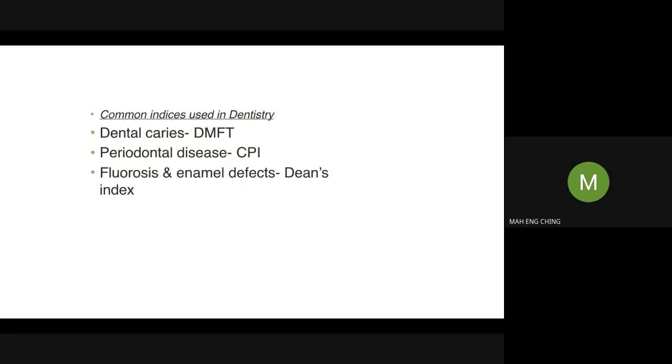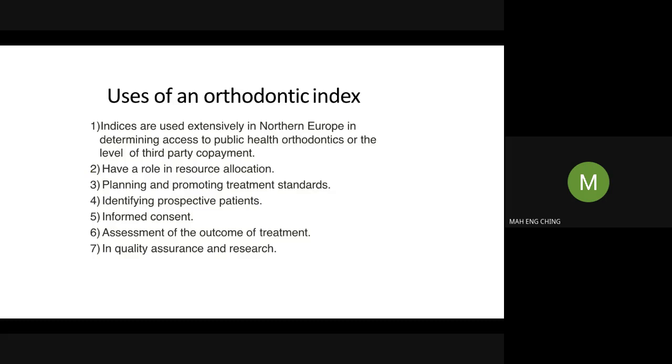So what are the common indices used in dentistry? For example, we use the DMFT for caries, for deciduous and adult teeth, then for periodontal disease, we have CPI, then for fluorosis and enamel defects, we have Dean's index. So there are common indices in dentistry. But what about orthodontic indices?